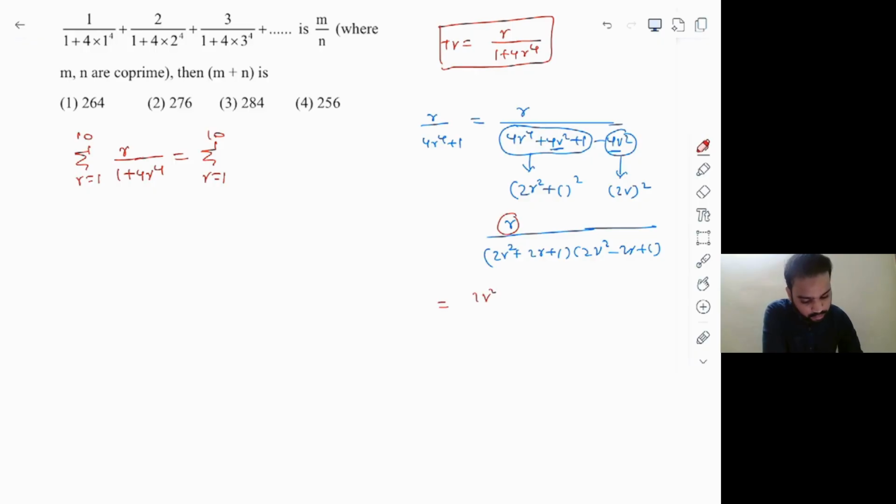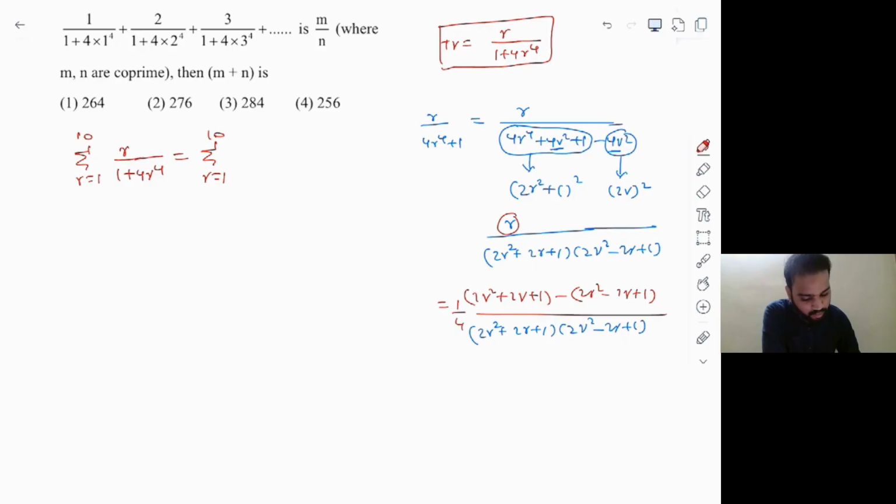I will be writing it as 2r² + 2r + 1 minus (2r² − 2r + 1), whole divided by the same thing here, that is 2r² + 2r + 1, and so on. Okay. But the problem is what? In the numerator here, when everything gets cancelled, 4r will be remaining, but we need only r.